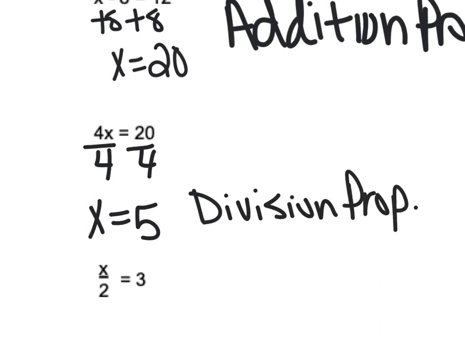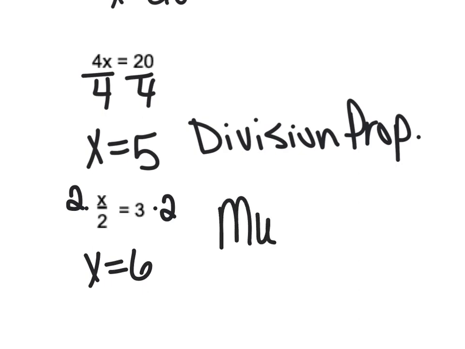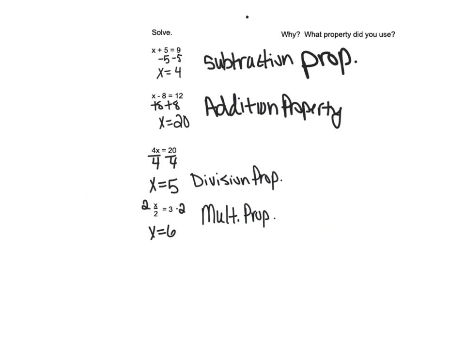And last but not least, down here we have x divided by 2 equals 3. Well, what are we going to do to both sides? We are going to multiply by 2 on both sides and get x equals 6, and that would be the multiplication property of equality. We are going to be using these properties over the next 10 or 15 minutes here as we get moving through algebraic proofs.